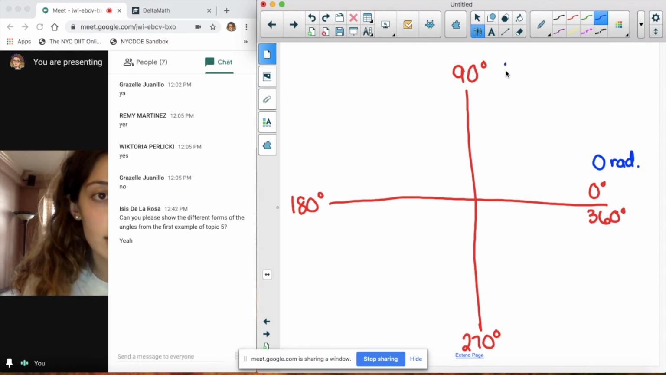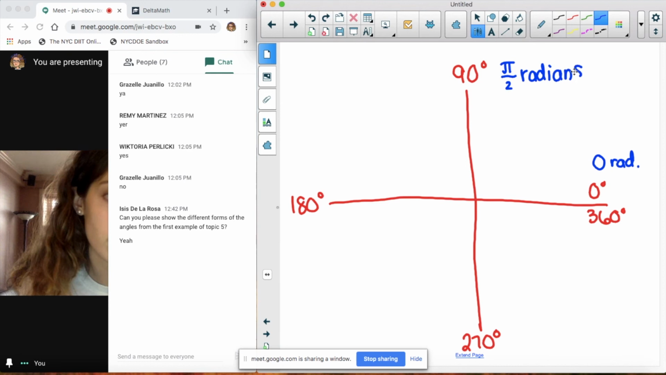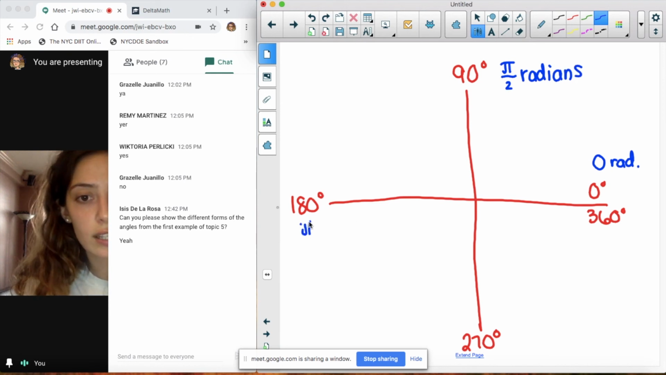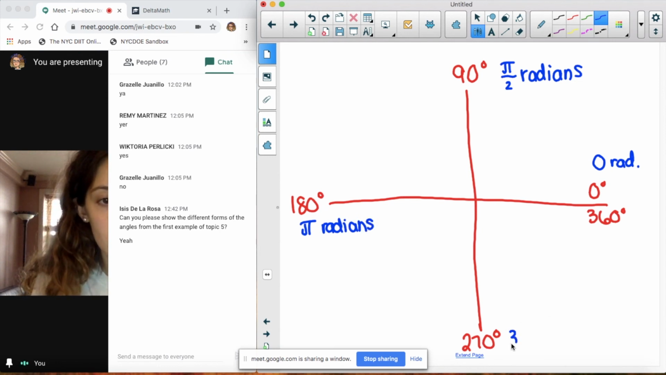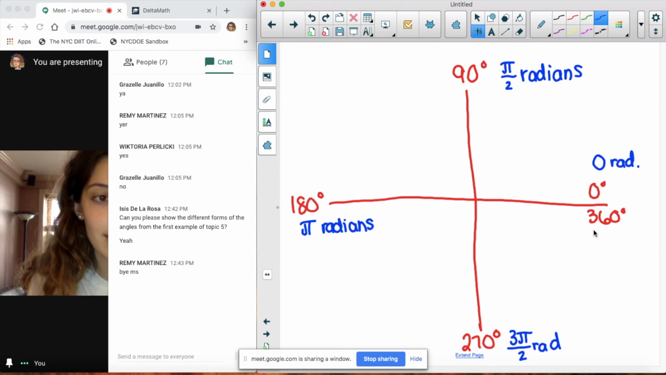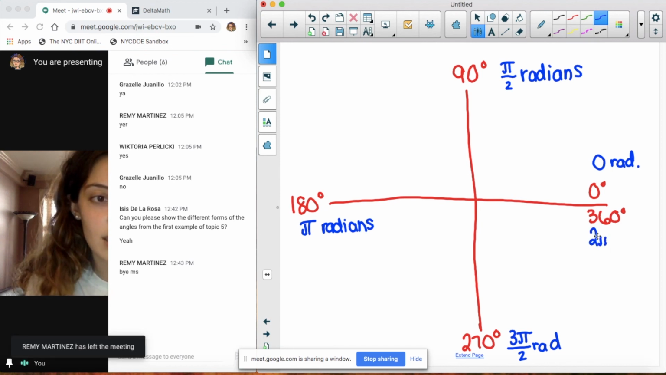90 degrees is pi over 2 radians. 180 degrees is pi radians. 270 is 3 pi over 2 radians. And 360 is 2 pi radians.